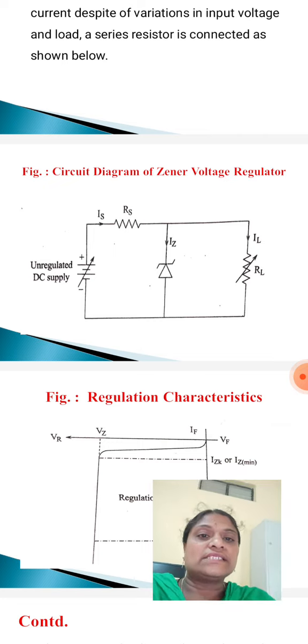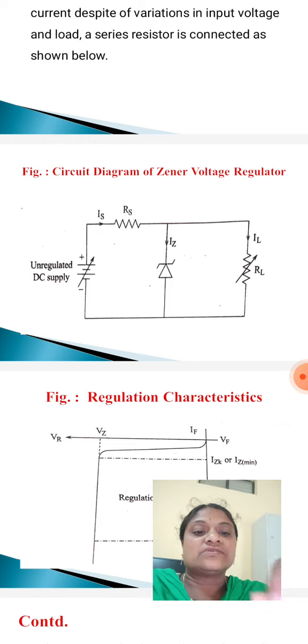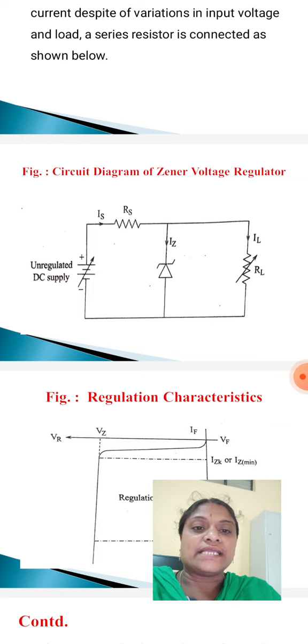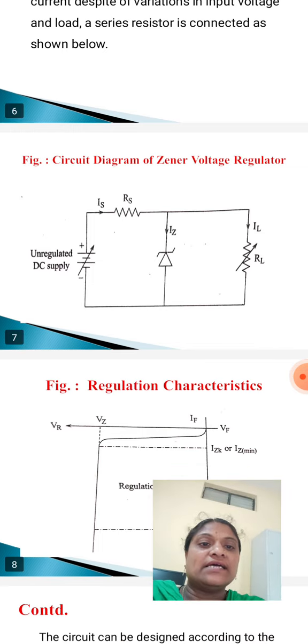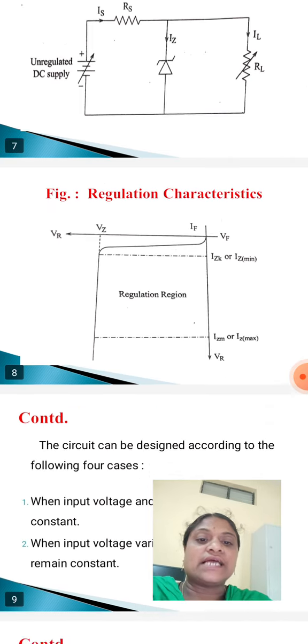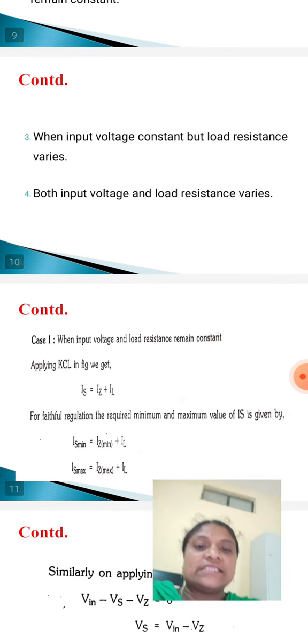Here RS, RL and the Zener diode are all connected at one point, so that is the node. We can select the node. The entering current is IS, and the leaving currents are IZ and IL. That's why IS is equal to IZ plus IL.